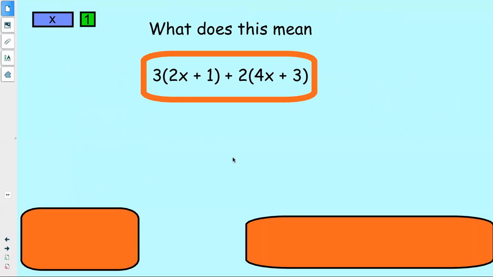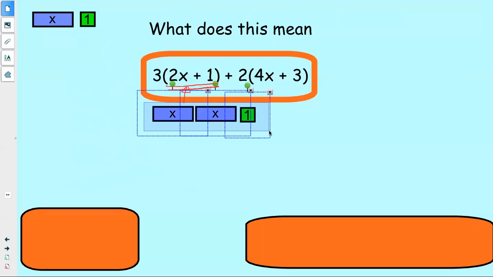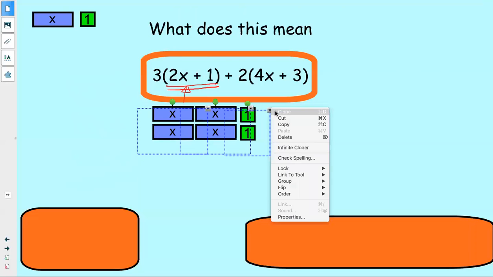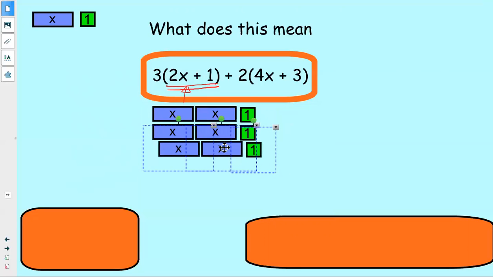So if I was to look just at this part here, the 2x plus 1, and represent that for you, it would be 1x plus another x plus a 1. So that would be the exact same as what's in that bracket there. Okay, and then remember what the 3 outside means. It means 3 multiplied by that bracket. So it means 3 lots of that bracket. So I could just clone this and clone it again. So there's 3 lots of them.